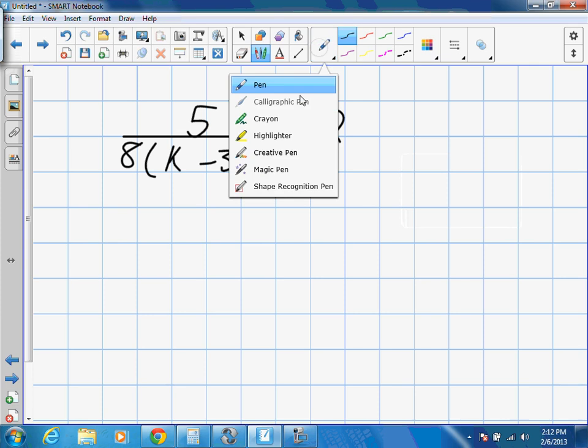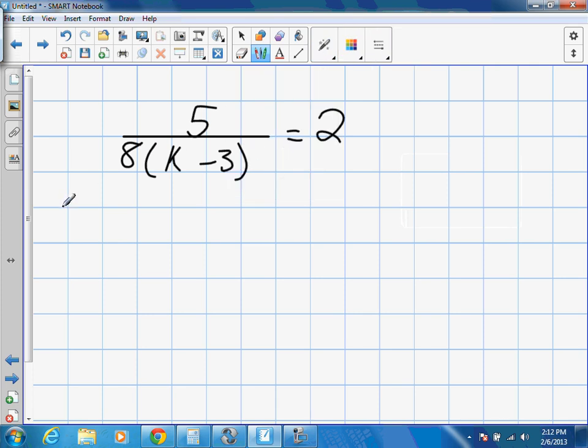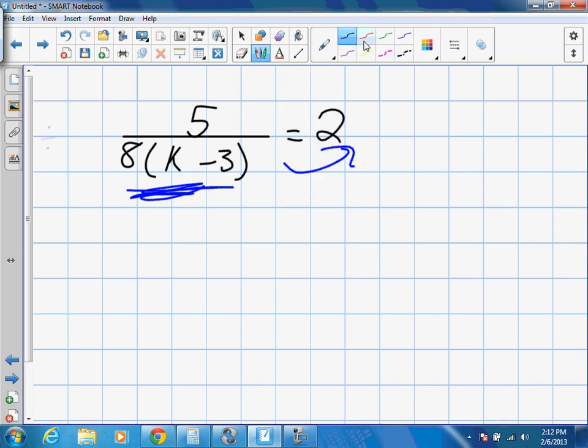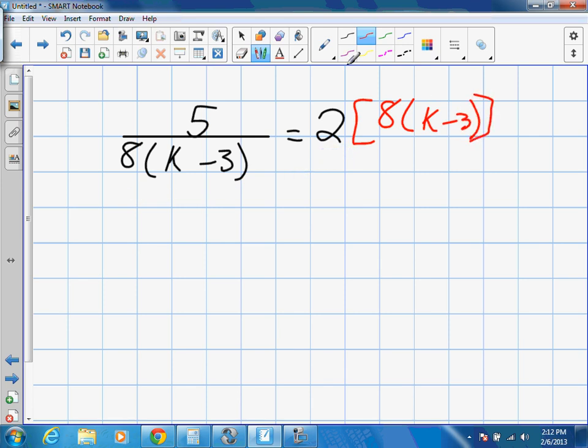Next example. In this question, we have a fraction. It'll be easier if we're not working with the fraction. So we honestly want to move the denominator over here to the other side of the equation. Because it's a fraction, this line means division. So because it's divided by, in order to move the bottom part of this, when we move it over, it needs to be using what? Multiplication. So we're going to be multiplying by 8 times k minus 3 in brackets. So I'm going to rewrite this now. I move the denominator over, I have 5 is equal to 2 times 8 times k minus 3.